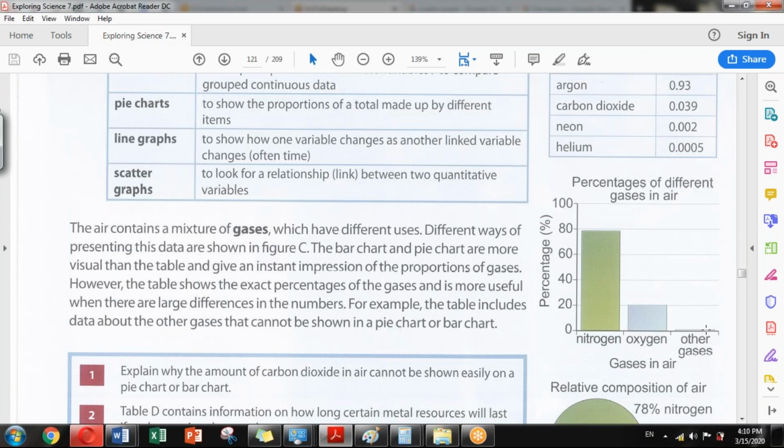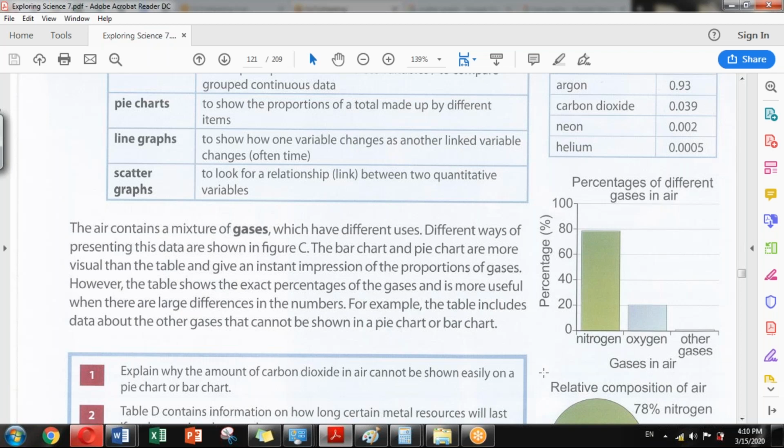Okay, guys, what about neon, helium, carbon dioxide, argon? They all together contain other gases named other gases, but they couldn't show the percentages of the different gases here, because the bar chart cannot show the exact values for you. Okay, that's why this is a disadvantage of the bar chart.